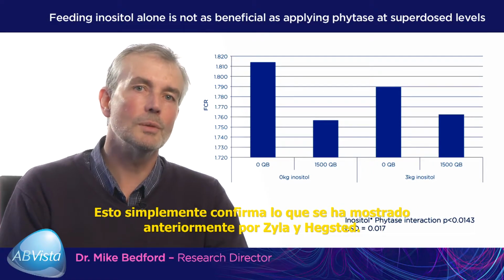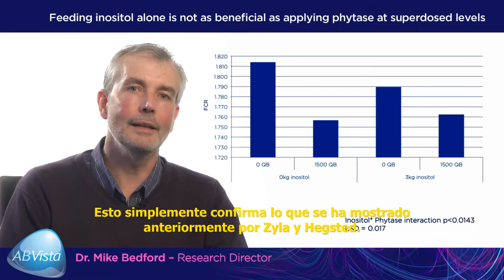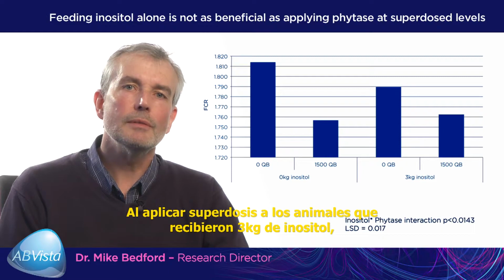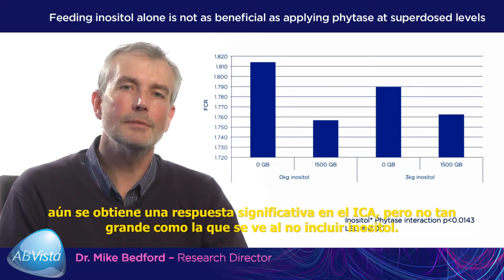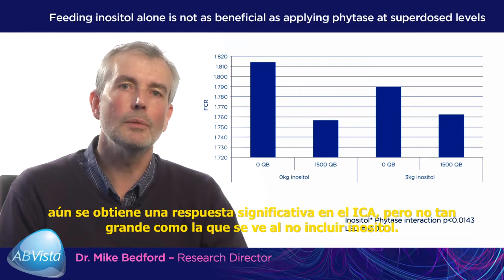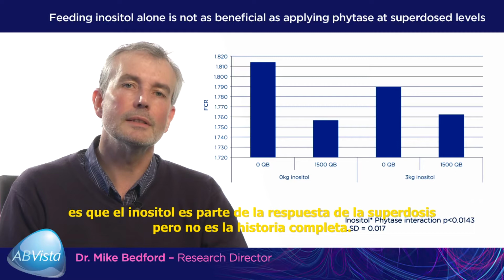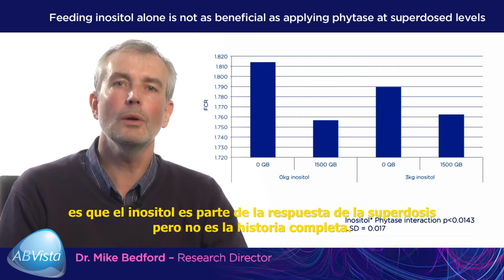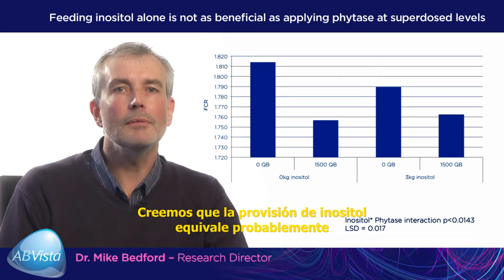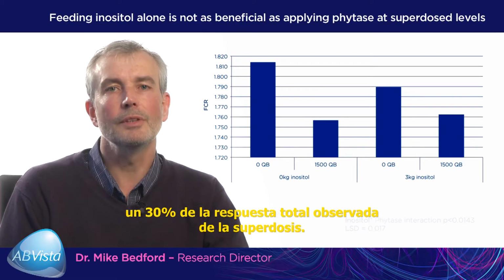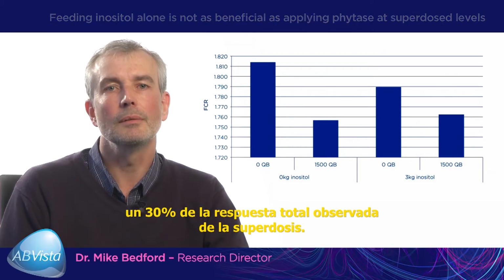This simply confirms what's been shown before by Zeiler and Hegsted. When we superdose those animals which received 3 kilograms of inositol, you still get a significant response in FCR, but it's not as large as you see when you do not feed inositol. So the conclusion from this work is that inositol is part of the response of superdosing, but not the whole story. We believe that inositol provision is probably worth about 30% of the total response in superdosing.